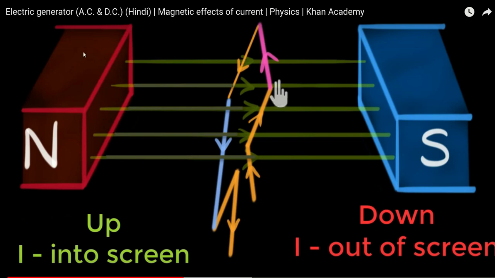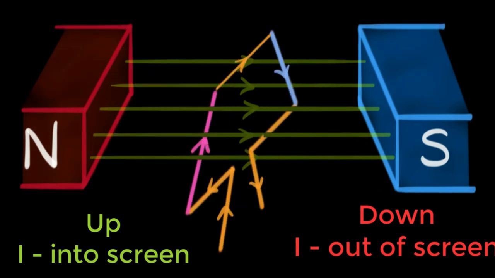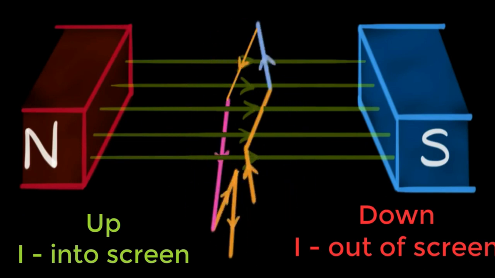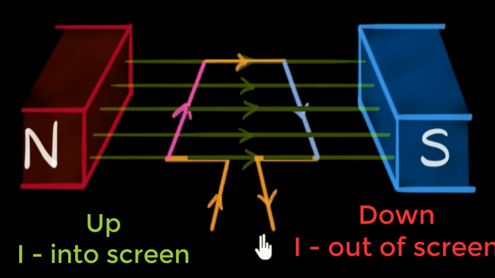Same way, the blue line is now close to the north pole. Okay, and what happens? The force is upwards, correct? If it is upwards, the current is into the screen, right? So the current direction changes. Up and into the screen, down and out of the screen. Now the current direction has changed. There you go. So in every half rotation, the current direction keeps changing because of the force that we apply. So now we can see that the current direction changes.